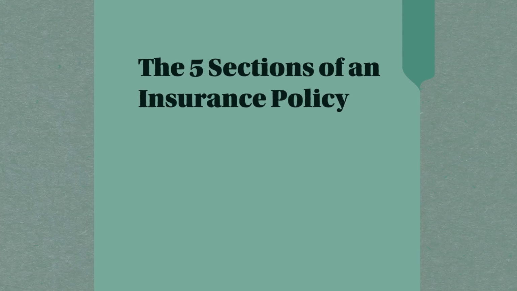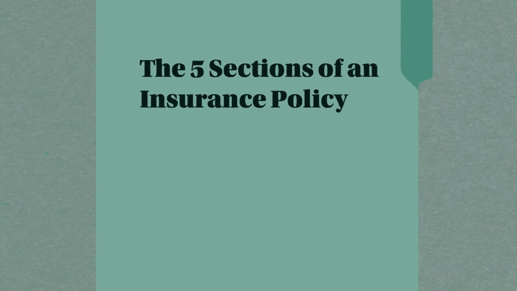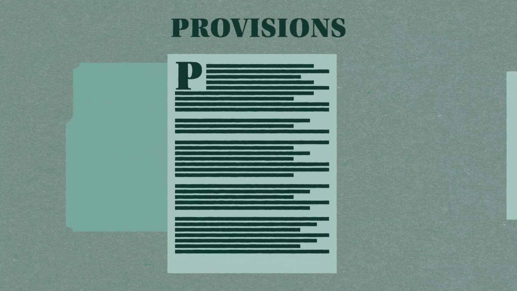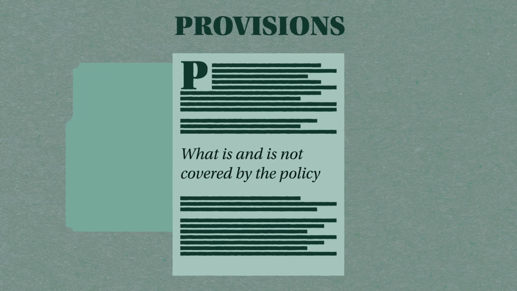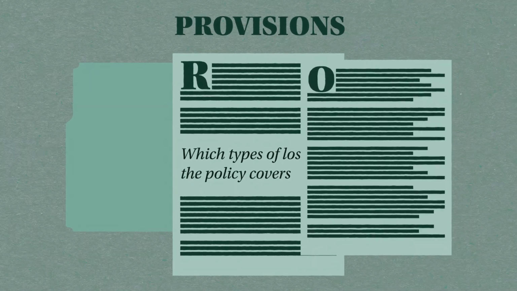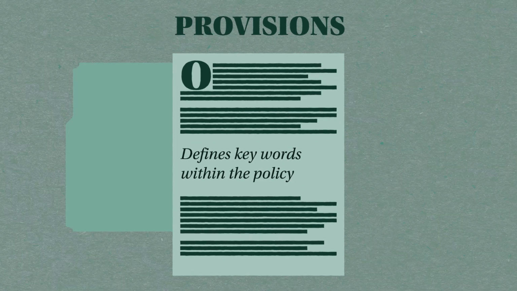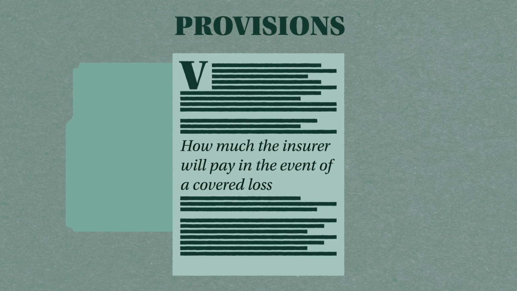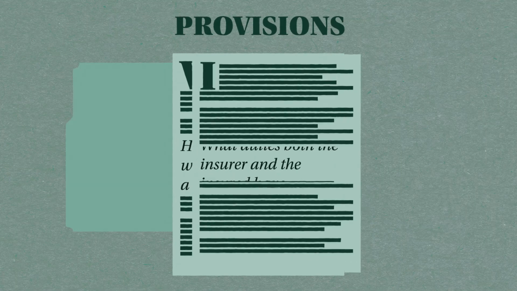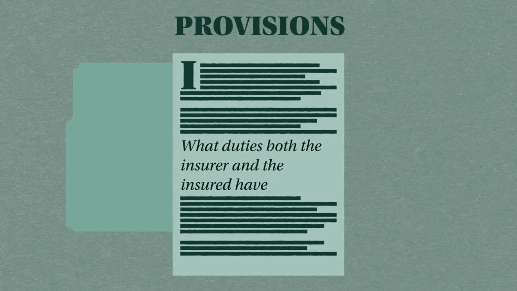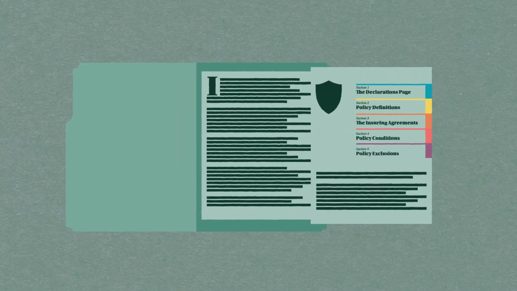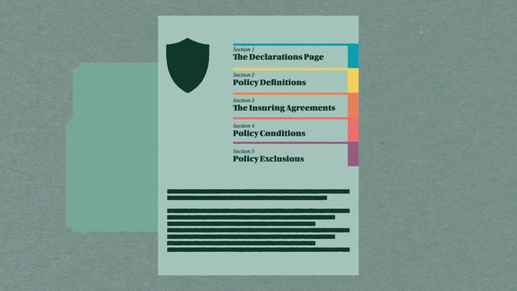The 5 sections of an insurance policy. Every insurance policy is a collection of provisions. These provisions state what is and is not covered by the policy, list which types of losses the policy covers, define key words within the policy, outline how much the insurer will pay in the event of a covered loss, and explain what duties both the insurer and the insured have under the policy. Here is an overview of the 5 sections of an insurance policy.